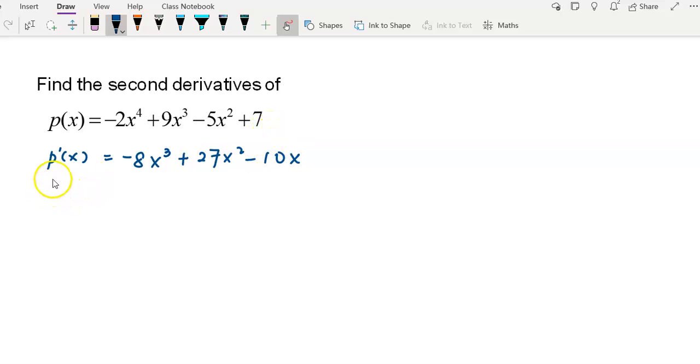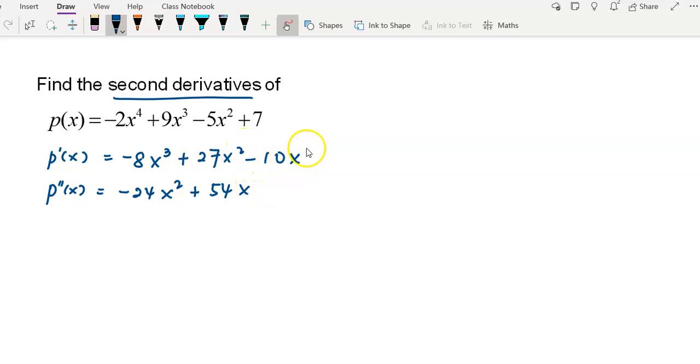Alright, so after that, to find the second derivative, I'm going to differentiate the first derivative again. The symbol that I use is p double prime x. The same method we are going to apply. Negative 8 multiplied by 3, you get negative 24x squared, the power 3 minus 1, you get 2. And after that, 27 multiplied by 2, you move the 2 to the front, multiply by 27, you get 54, and the power of 2 minus 1, you get power of 1.